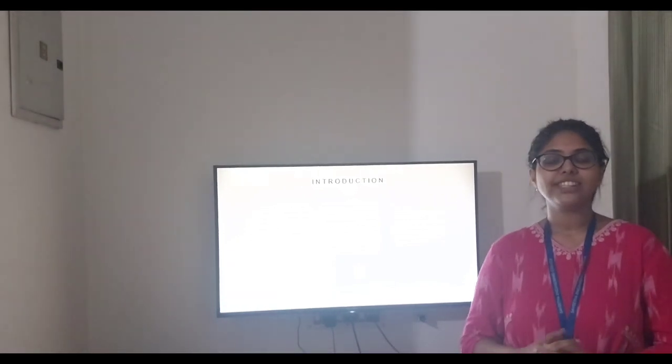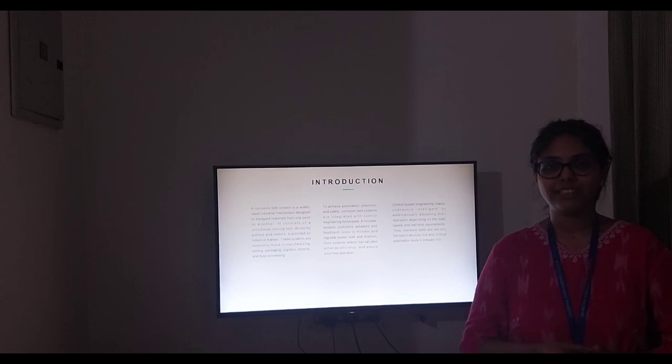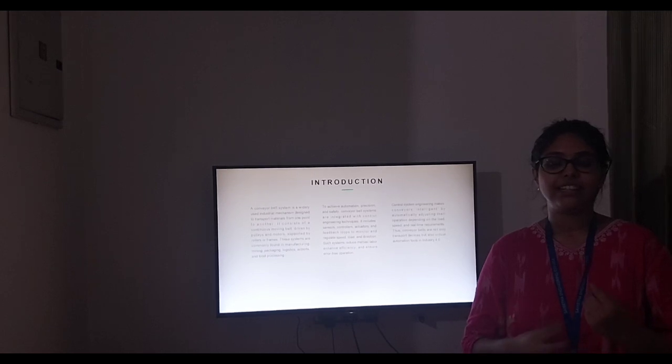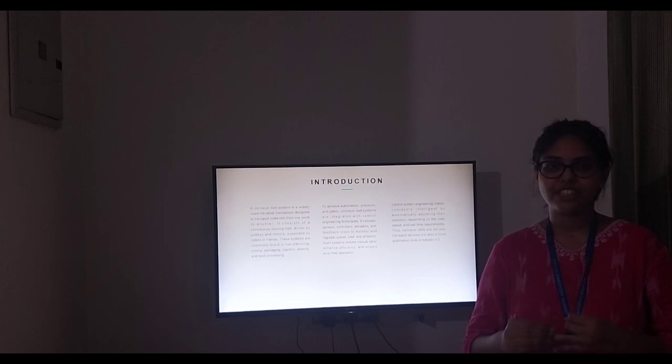Introduction. What is a conveyor belt? A conveyor belt is a widely used industrial mechanism that helps in transporting different materials from one point to another. It is a continuous moving belt driven by pulleys and motors, supported by rollers or frames. When a control system is integrated with conveyor belts, it becomes an intelligent mechanism that helps us increase automation, efficiency and safety, make real-time adjustments and meet real-time requirements.